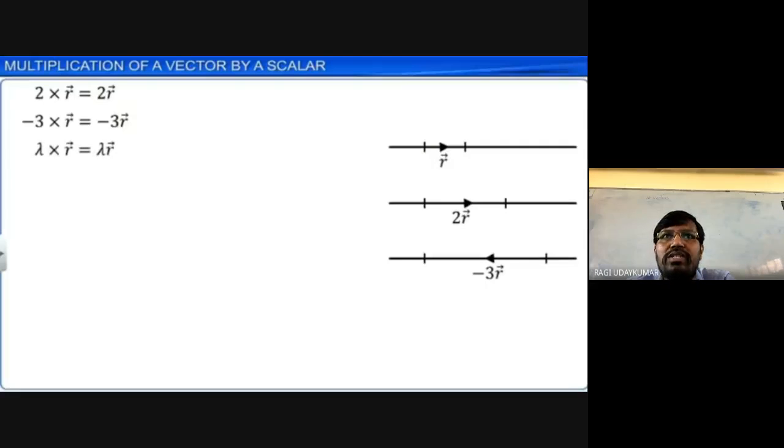For any non-zero constant lambda, if you multiply lambda into r bar, you are going to get lambda r bar. So the magnitude of lambda r bar is nothing but the magnitude of lambda into the magnitude of r bar. Okay.